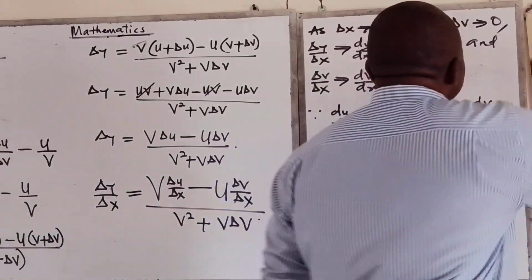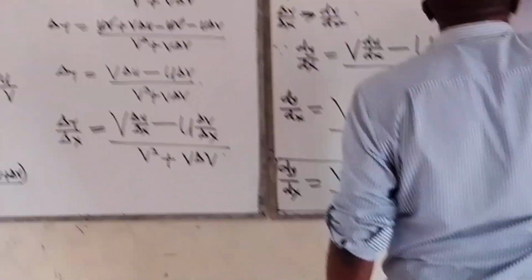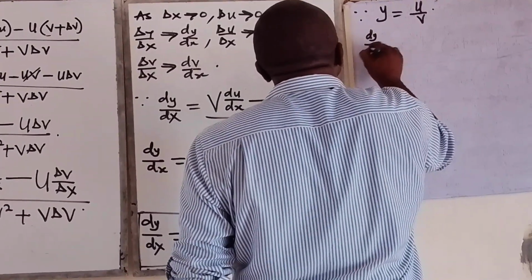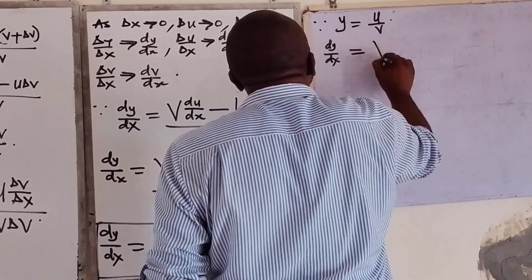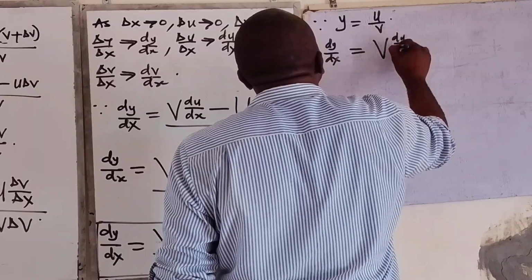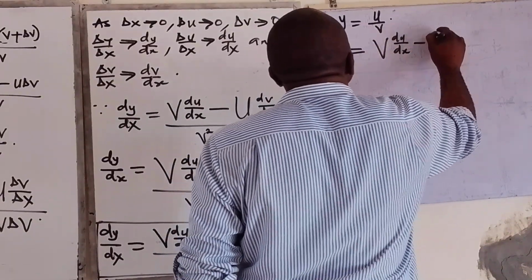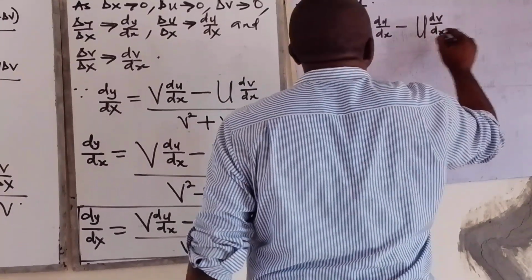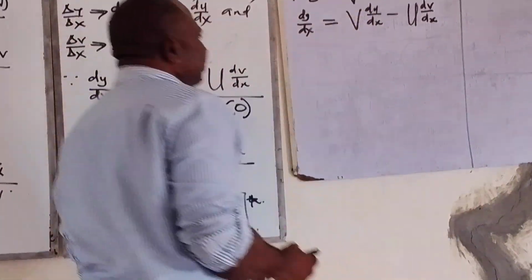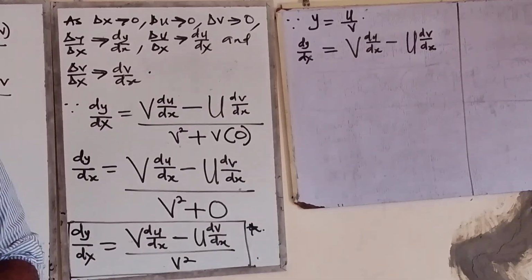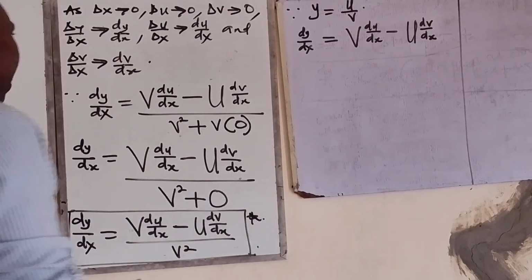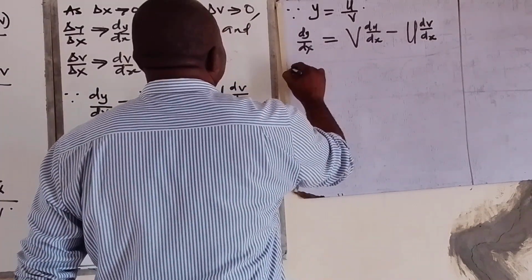So it therefore means that if y is equal to u over v, dy/dx will be equal to v du/dx minus u dv/dx, all over v squared. Now we're going to look at one example using the quotient rule. Example one.